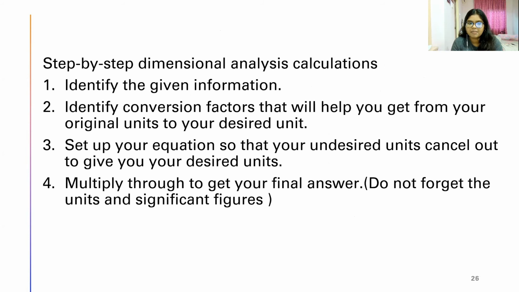These are the step-by-step dimensional analysis calculations. Step number 1 is identify the given information. Step number 2, identify conversion factors that will help us get from our original units to our desired unit. Step 3, set up our equation so that our unwanted units cancel out to give us the desired units. And step 4 is multiply through to get our final answer. And don't forget the units and the significant figures.